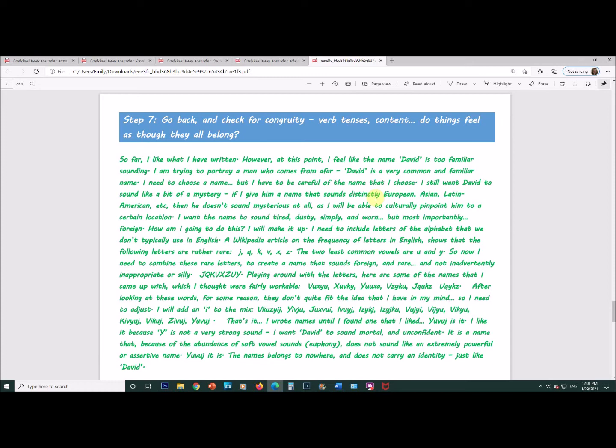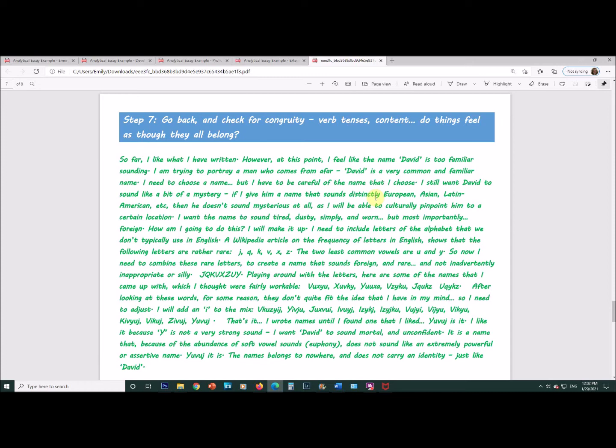I need to include letters of the alphabet that we don't typically use in English. A Wikipedia article on the frequency of letters in English shows that the following letters are rather rare. So J, Q, K, V, X, and Z. The two least common vowels are U and Y. So now I need to combine these letters to create a name that sounds foreign and rare and not inadvertently inappropriate or silly. So J, Q, K, V, X, Z, U, Y.